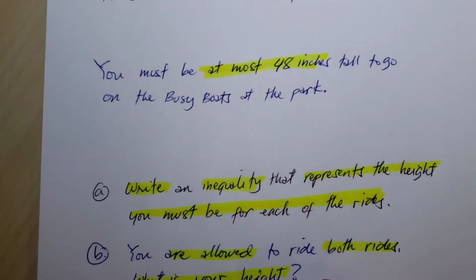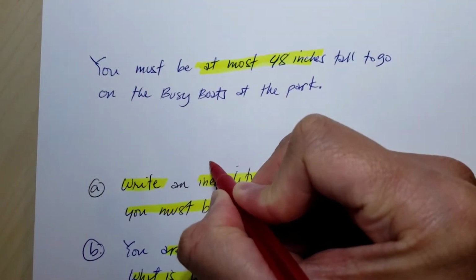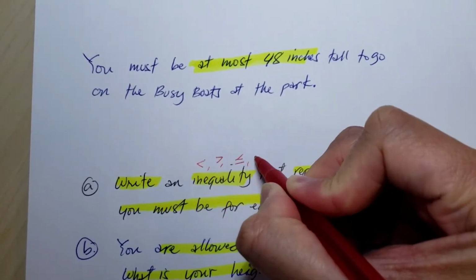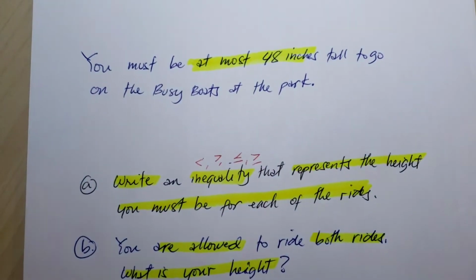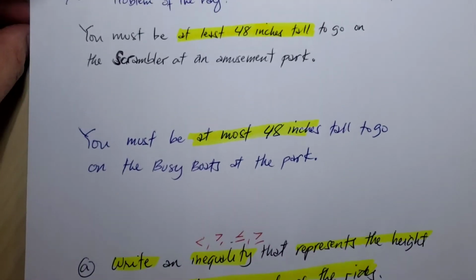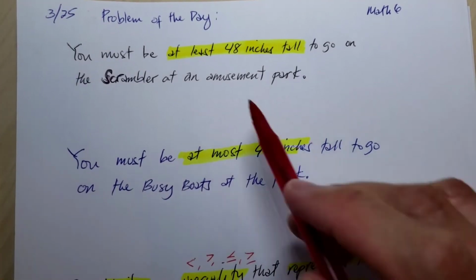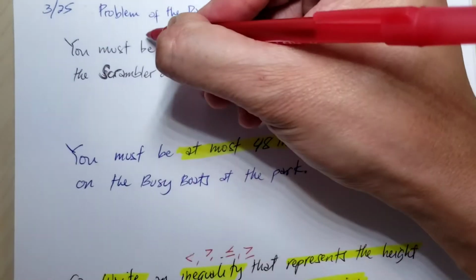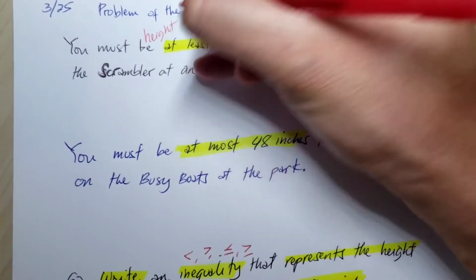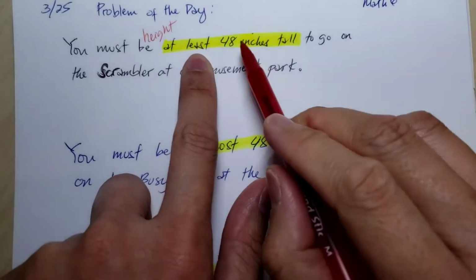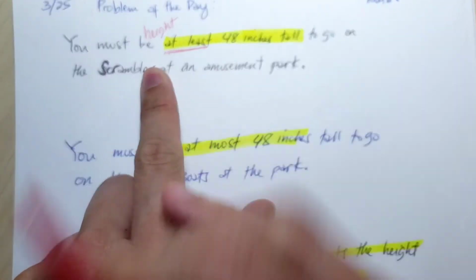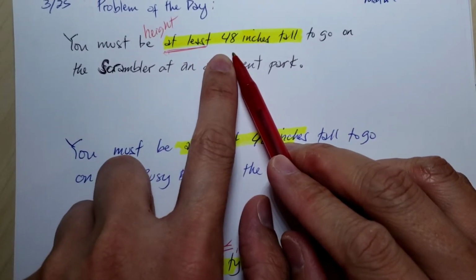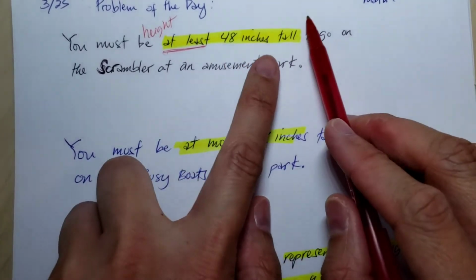So an inequality would use these symbols: less than, greater than, less than or equal to, or greater than or equal to. So let's start with the first situation. It says here that you must be at least, so that pertains to your height. So your height must be at least 48 inches. What does the word mean, at least? Will your height be 48 inches or less, or 48 inches or more?